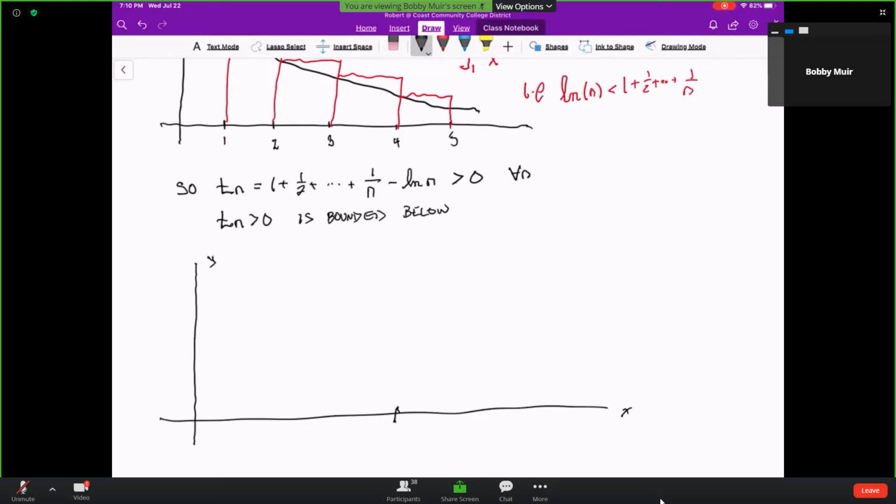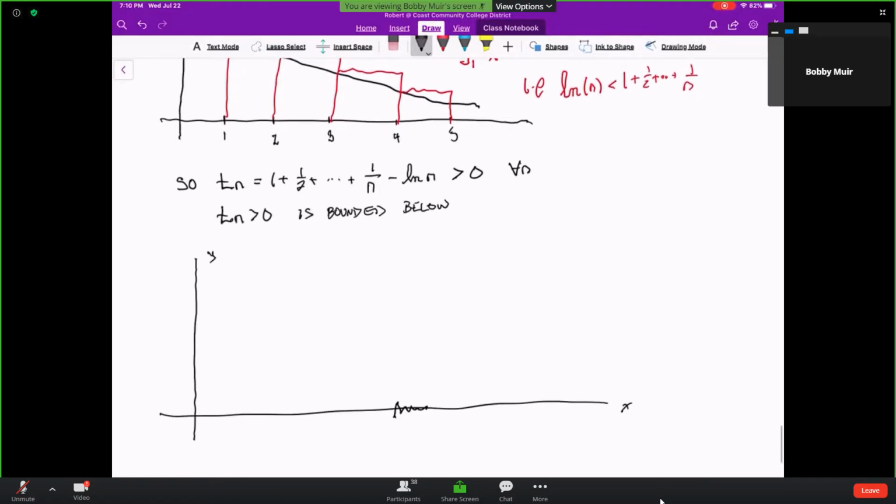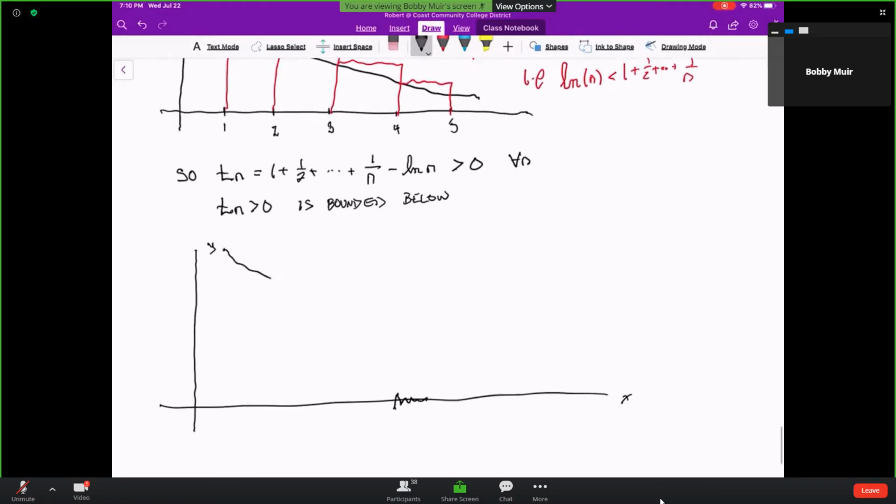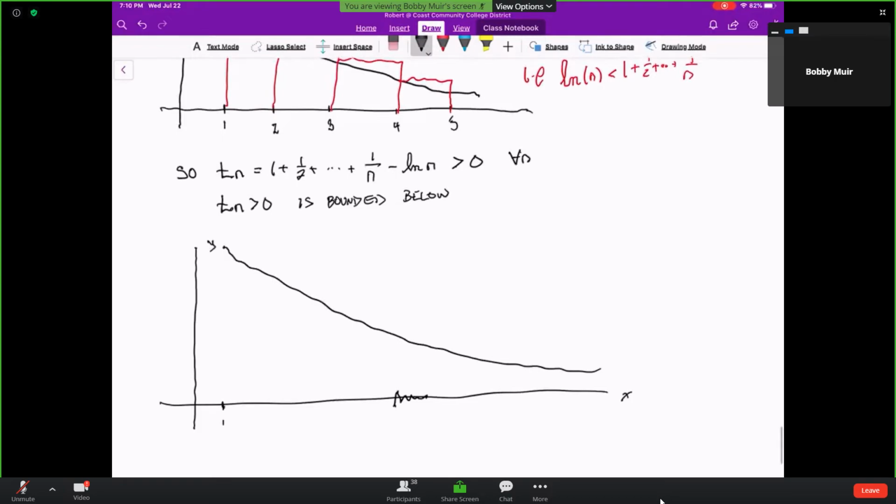In the middle here, we're going to have a place where it's going to go. So this picture is going to come down like this. Here's 1, here's 2, 3, 4, and then over here is n minus 1, n, n plus 1. Now in blue, I'm going to draw rectangles underneath the curve.